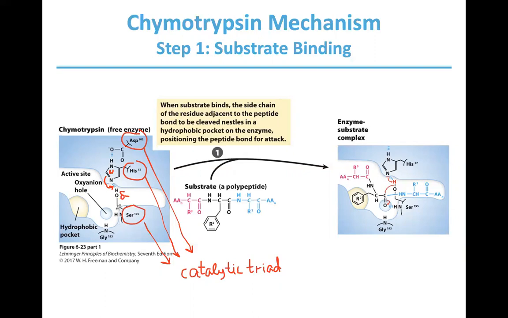Then this serine has an NH, and there's glycine that has an NH. These two together will form what's known as an oxyanion hole. In other words, it's a part of the active site which can stabilize negative charges. And there is this hydrophobic pocket which will accommodate the peptide structure.